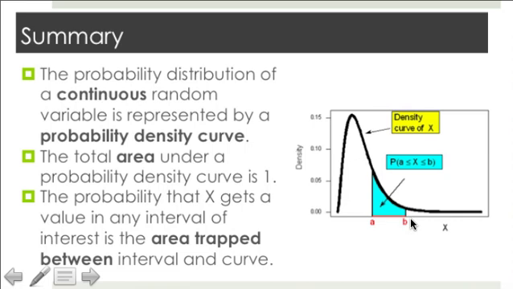So if we had some way to compute that area, and typically we do that with calculus, but if we had a way to do that, we could then compute the probability that we're interested in. A lot of the rest of this course is going to deal with how we actually compute those probabilities, often with tables or with technology, and then how we interpret them.